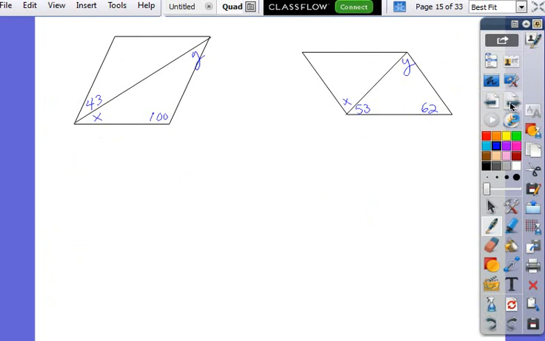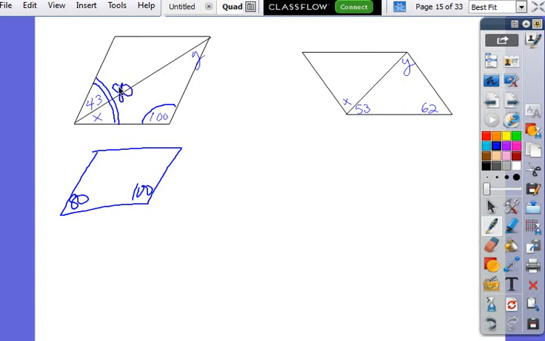All right, so if I'm looking at this right here, and I see that this corner right here is 100, what do I know about that corner right there? That one right there, I know that's 100. That one right there added up is going to equal 80. This whole corner is going to be 80, because consecutive angles in parallelograms have to add to 180. So if this is 100, that's 80. So now I know this whole corner is 80.